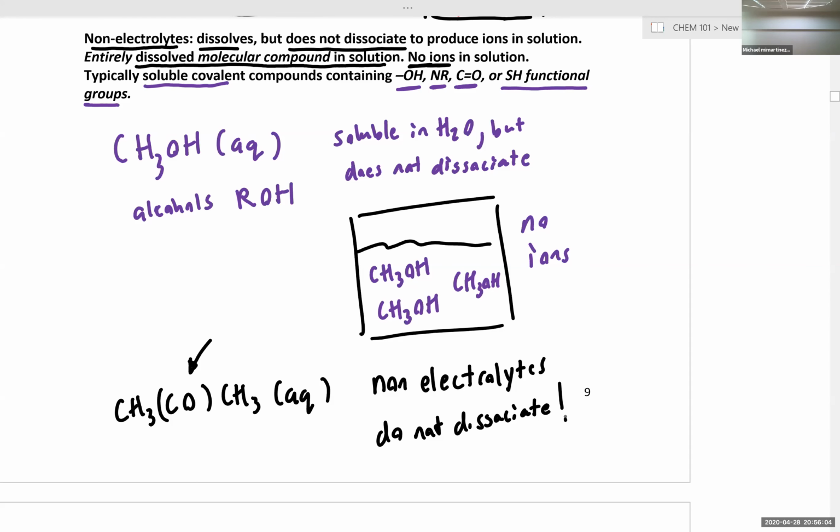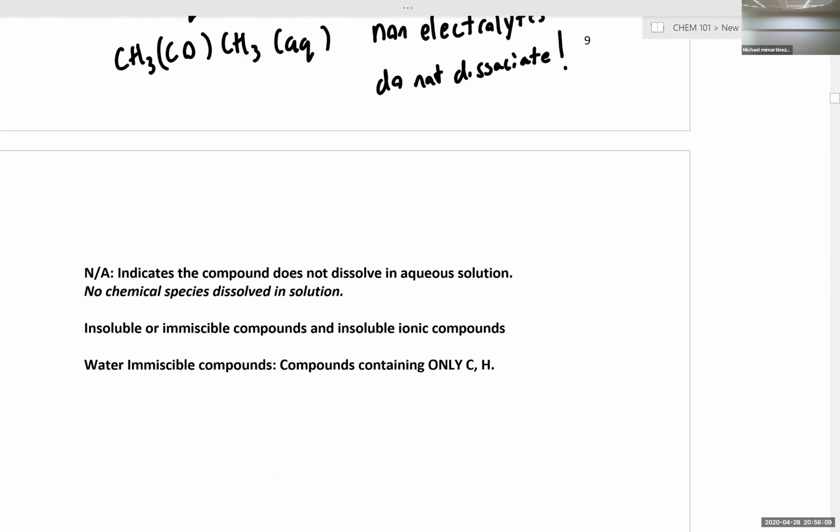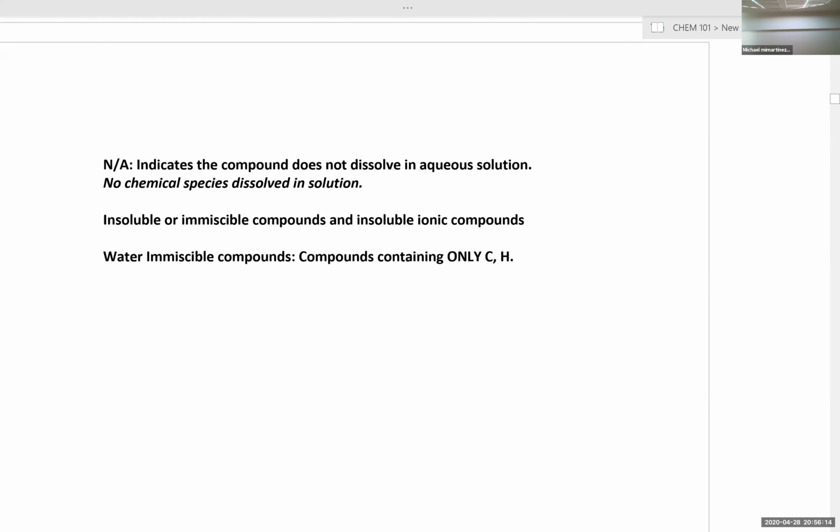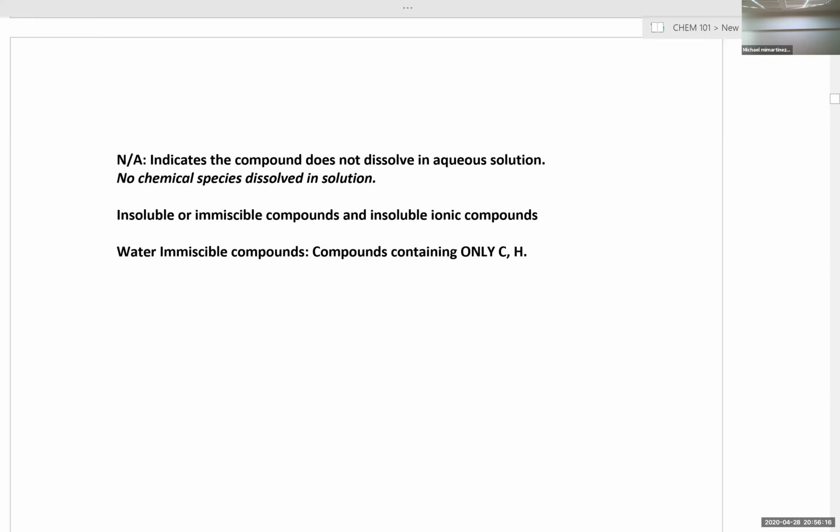Okay, so now that we have this idea of electrolytes and what the major species in solution would be, there's one other distinction that I like to use when describing strong, weak, and non-electrolytes. I call this not available. It indicates that the compound does not dissolve in aqueous solution. So these are insoluble or immiscible compounds and insoluble ionic compounds, just to be explicit. For water immiscible compounds, you're primarily dealing with compounds containing only carbon and hydrogen.